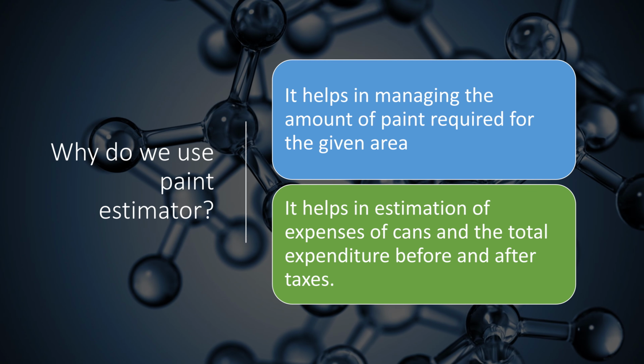So the question arises, and even a normal person will think, why do we use a paint estimator? Because it helps in managing the amount of paint required for the given area which is to be painted, and also it helps in estimating the expenses of cans and the total expenditure on painting the very same wall, before and after taxes.